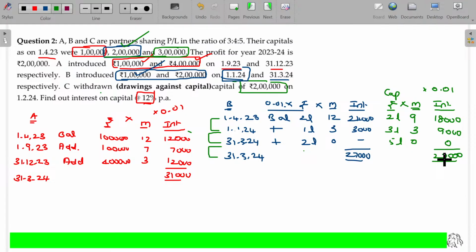Two methods. In the very first method, we calculated interest for the actual contribution made. The next one is based on the change in the capital that we calculated. Both the methods you can follow.